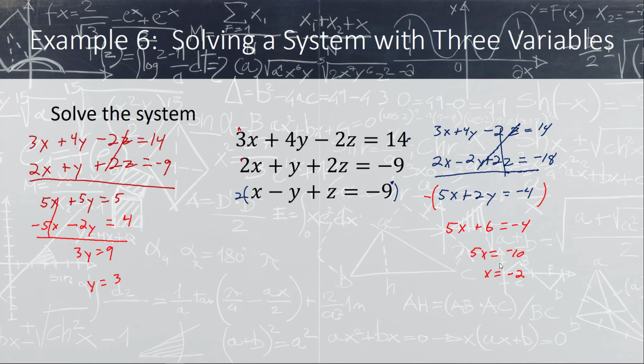And now I can figure out what z is. Probably the easiest equation to use would be this one, since it has so few coefficients. Since I have -2 for x, I will start off with -2 minus 3 plus z is equal to -9. So -5 plus z is equal to -9. z must be equal to -4. And therefore our ordered 3-tuple is going to be (-2, 3, -4).